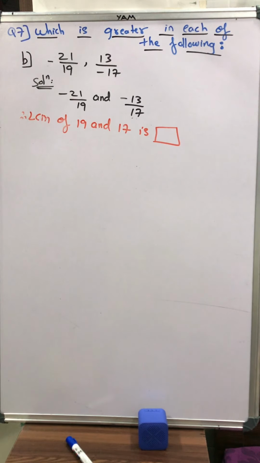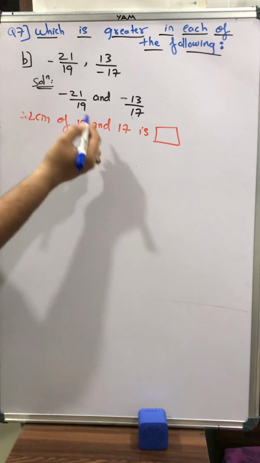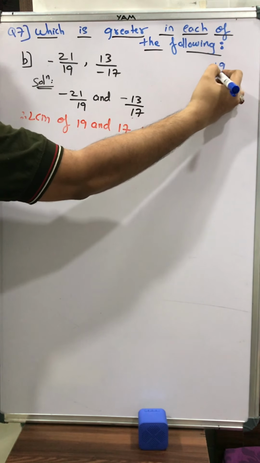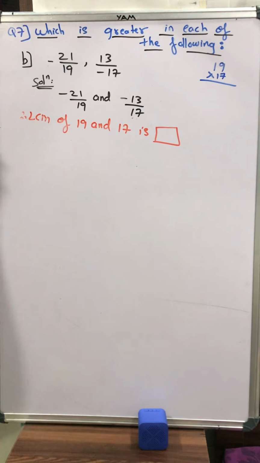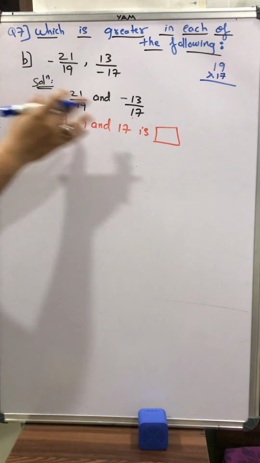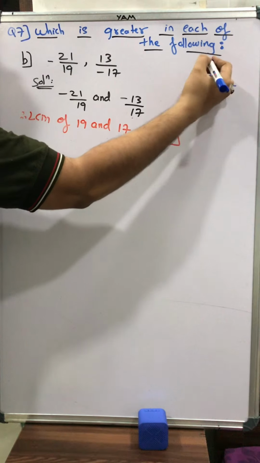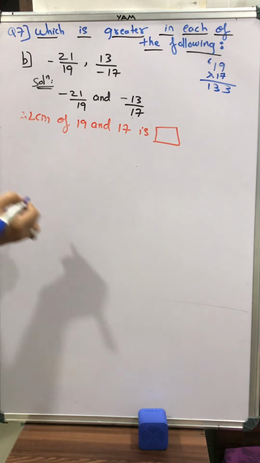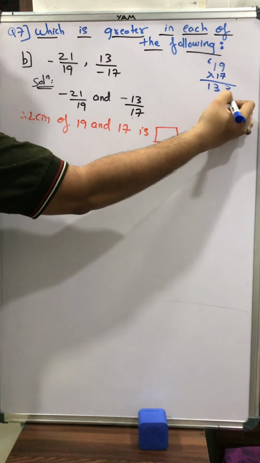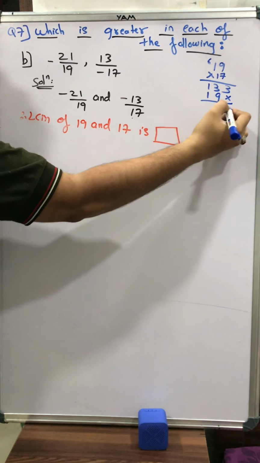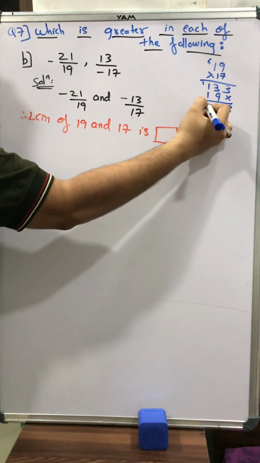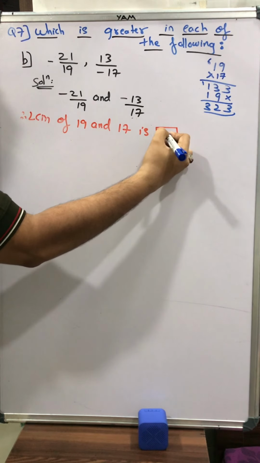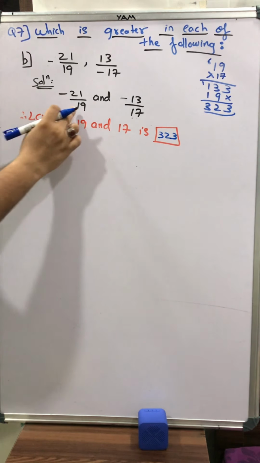So what do we have to do? We will just multiply. The LCM will be just multiplying 19 and 17. So 19 over here will be multiplied with 17. Whatever is the answer will be their LCM. 7 9s are 63, carry over 6. 7 1s are 7, plus 6 comes to 13. Then 1 9 is 9, 1 1 is 1, 9 plus 3, 12, carry 1. It's 323. So I will say the LCM of 19 and 17 is 323.